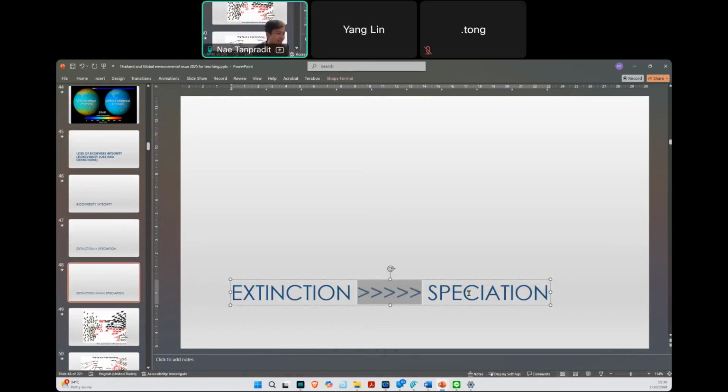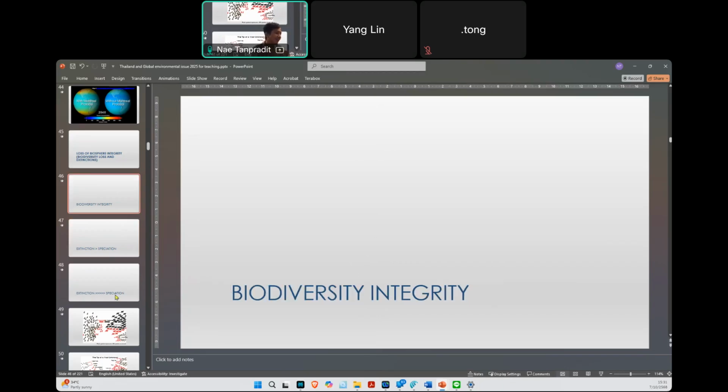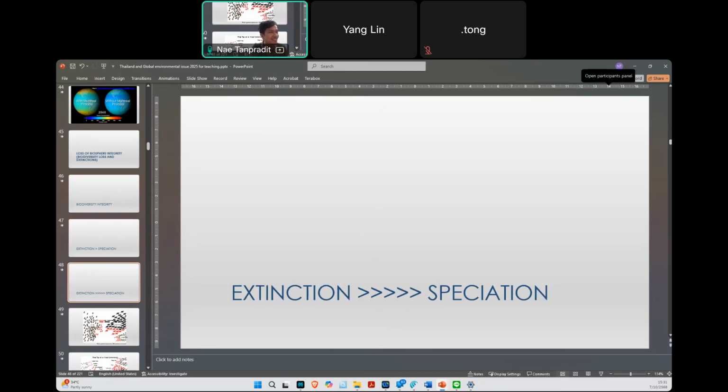More extinction rate than speciation rate means more than. It's not an arrow. At first, the ratio of extinction and speciation is 1:1, like this, equal, and then the extinction keeps getting higher, much higher, like this. Okay. Sorry, we have a generation gap.